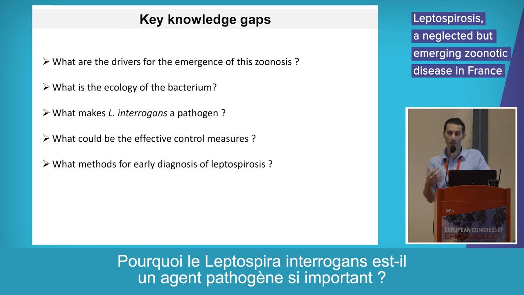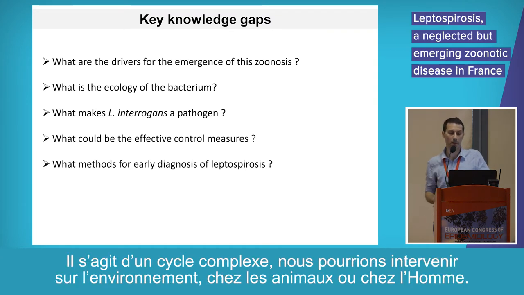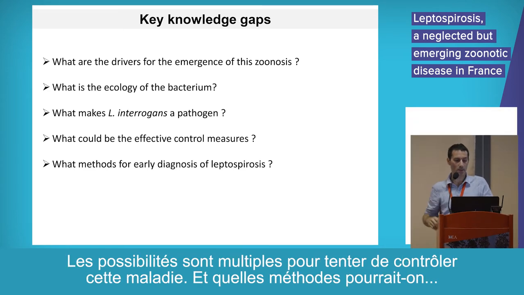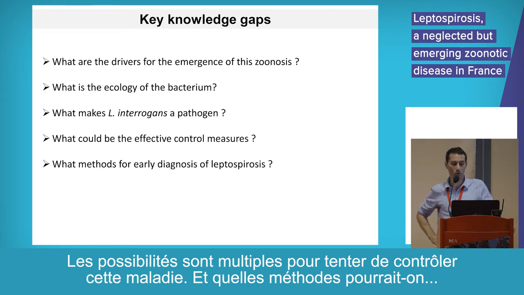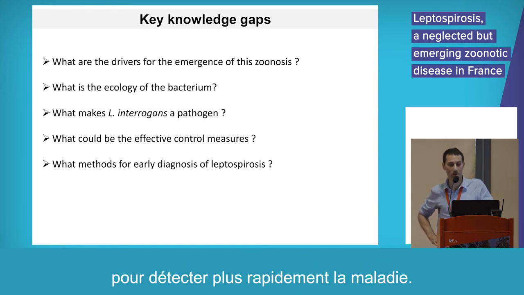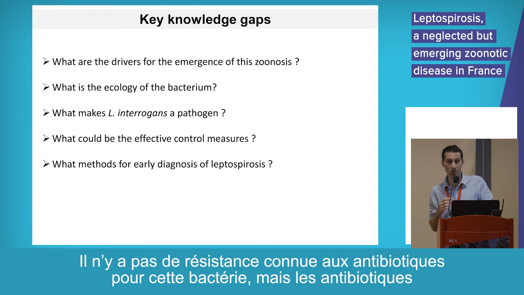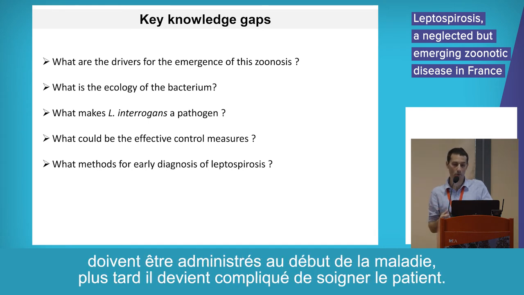What makes Leptospira interrogans a major pathogen? This is also one of the topics of the lab. What could be the effective control measures? It's a complex cycle, so we can have interventions in the environment, in the animal reservoir, or in humans. There's also an urgent need to develop new diagnostic tools for early diagnosis of the disease, because this disease can be treated by antibiotics. No antibiotic resistance is known in these bacteria, but the antibiotics have to be given very early in the course of the disease. Otherwise, it will be complicated to cure the patient.